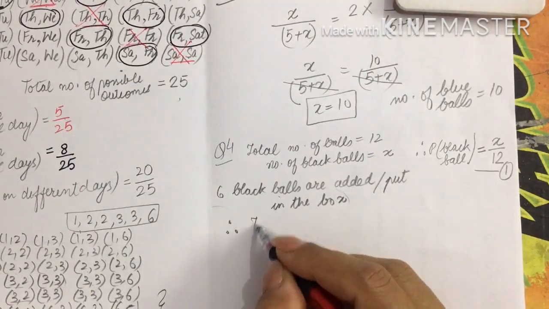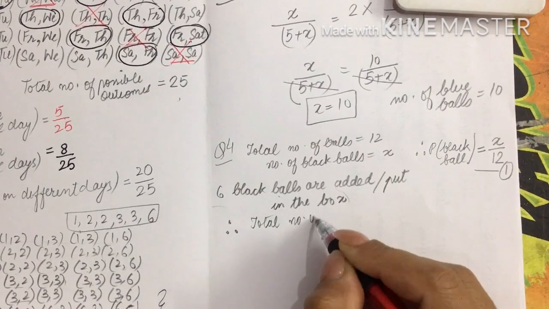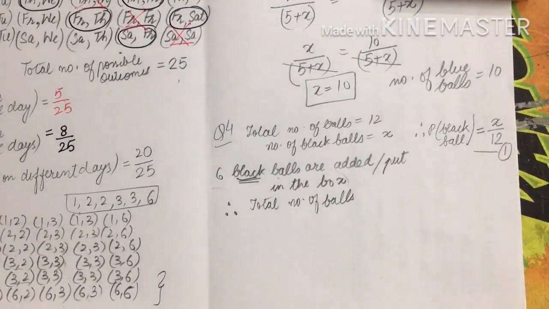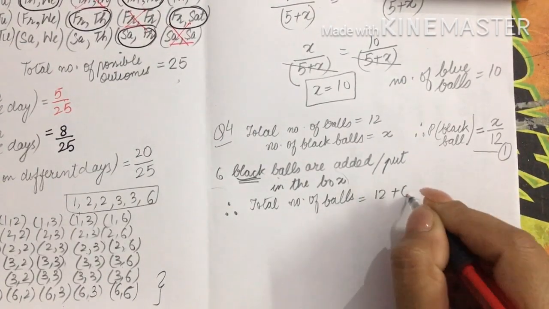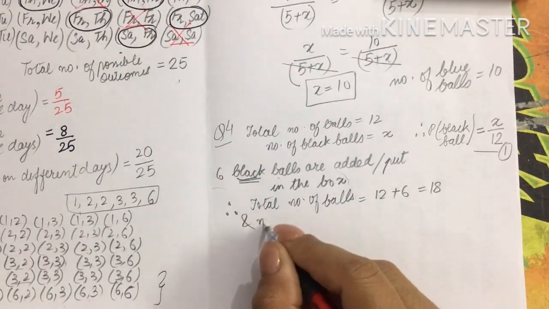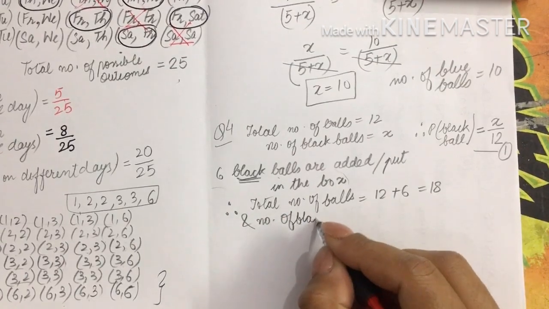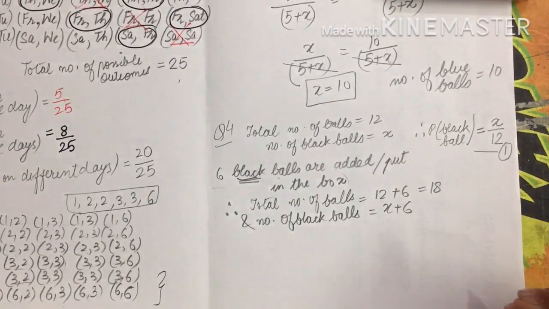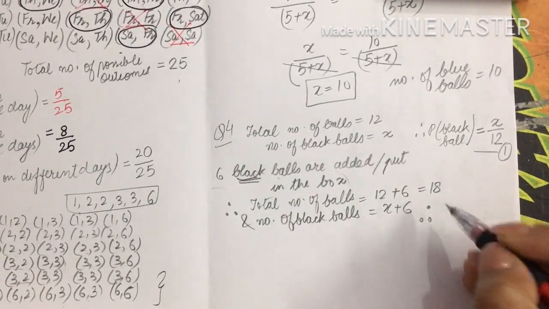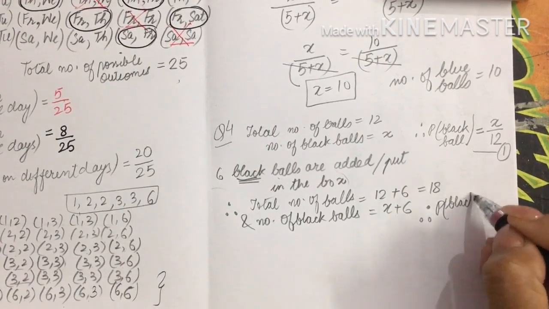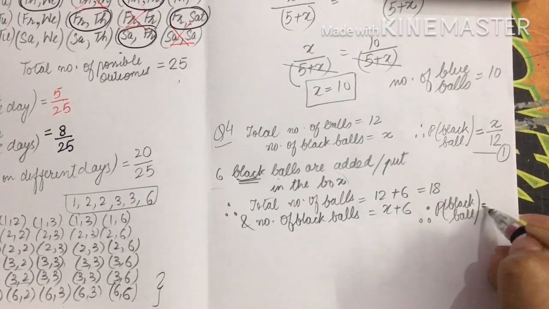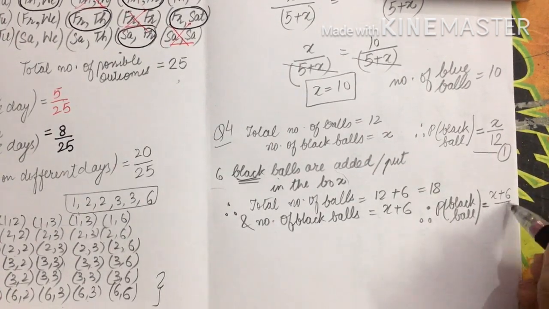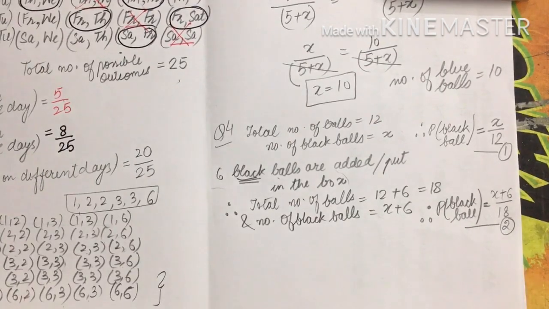Now, total number of balls, this is important, what kind of balls have been added. Total number of balls increases by 6 and the number of black balls also increases by 6. Therefore, the probability of a black ball in the second case will be equal to the number of black balls over the total number of balls. So x plus 6 over 18, this is the second one.